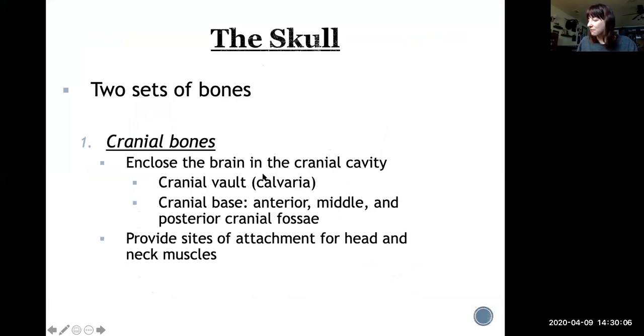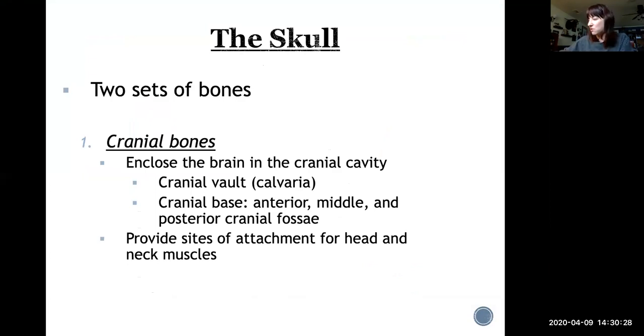The images that I have are from a different text, because Peggy Campos uses a different textbook. So the colors are more for differentiating between the different bones.